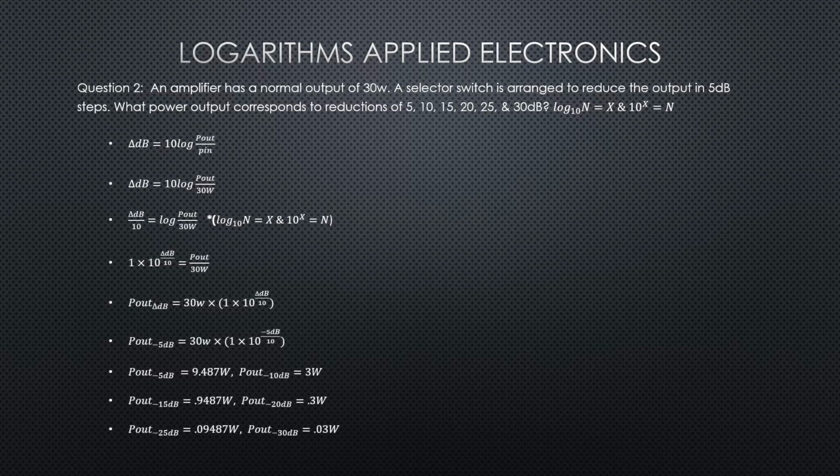Okay, so we know our formula is our gain in dBs is equal to 10 log of P out over P in. We can divide that across, and we've got now our gain in dBs divided by 10 is equal to log of P out divided by 30 watts. So now if we take 1 times 10 raised to the delta dB divided by 10, we get our P out over 30 watts.